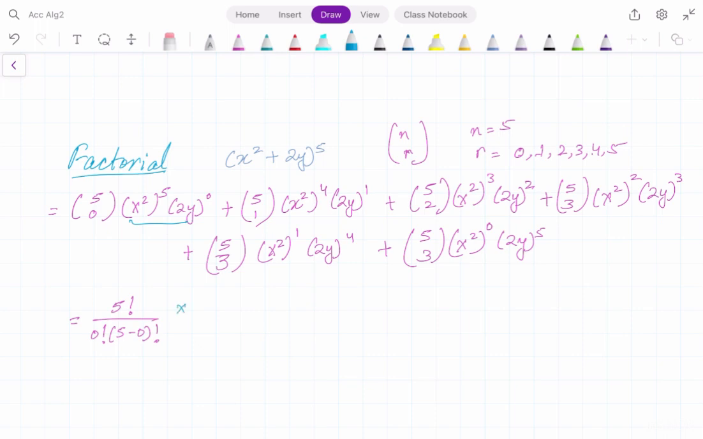So the factorial rule is n factorial divided by r factorial times n minus r factorial. So 1 factorial times 5 minus 1 factorial. Then x to the power of 8, 2y. I forgot to write 2. So 5 factorial divided by 2 factorial times 5 minus 2 factorial times x to the power of 6, 4y squared.